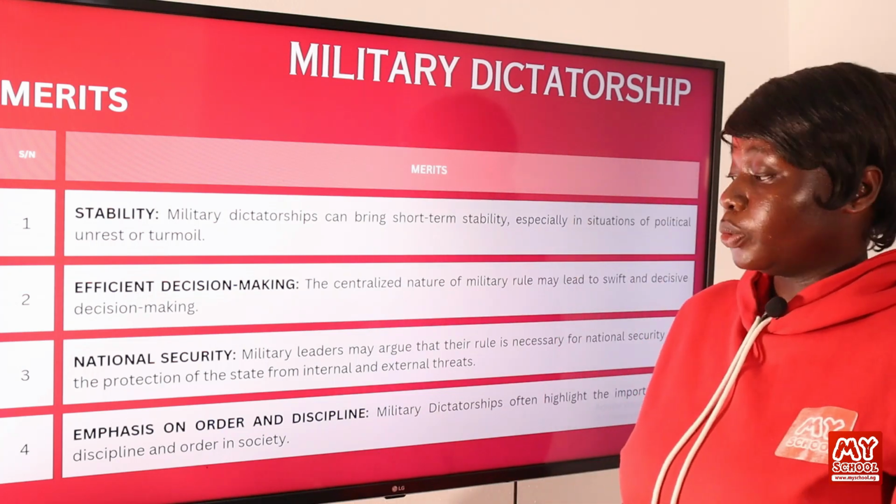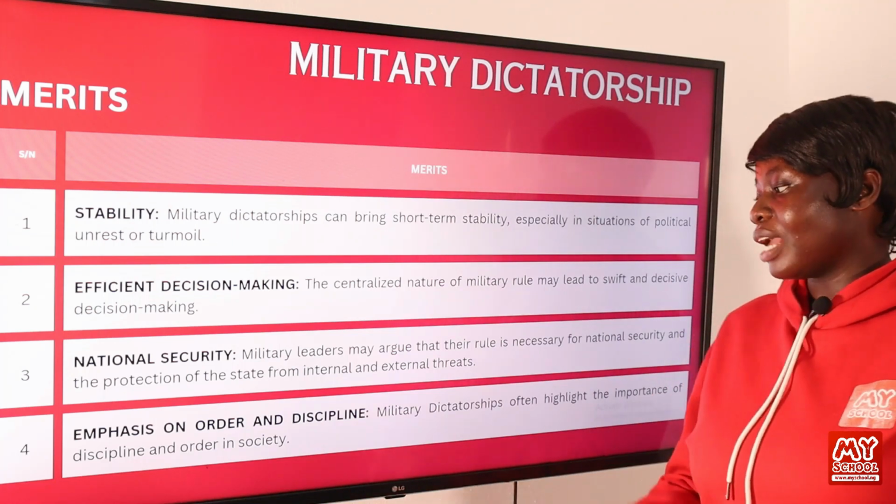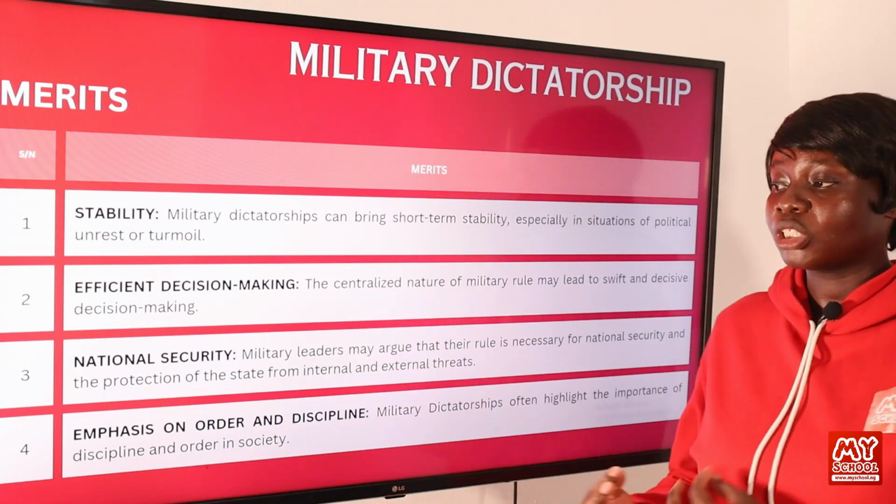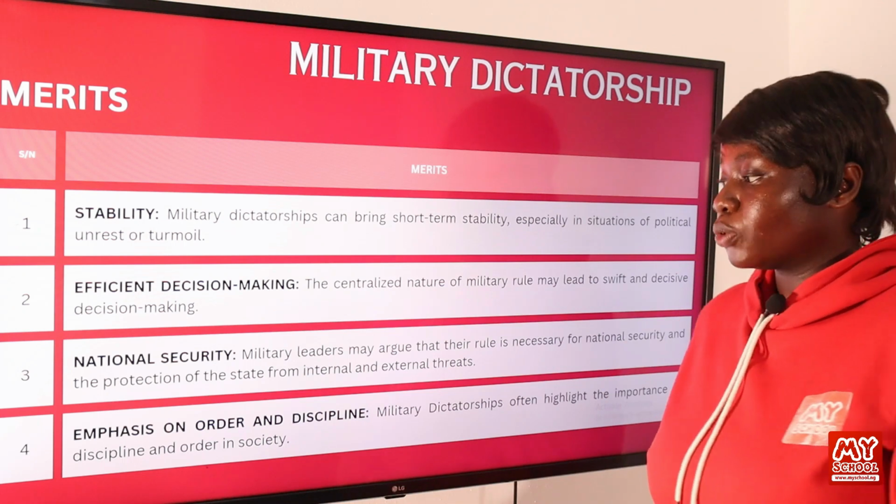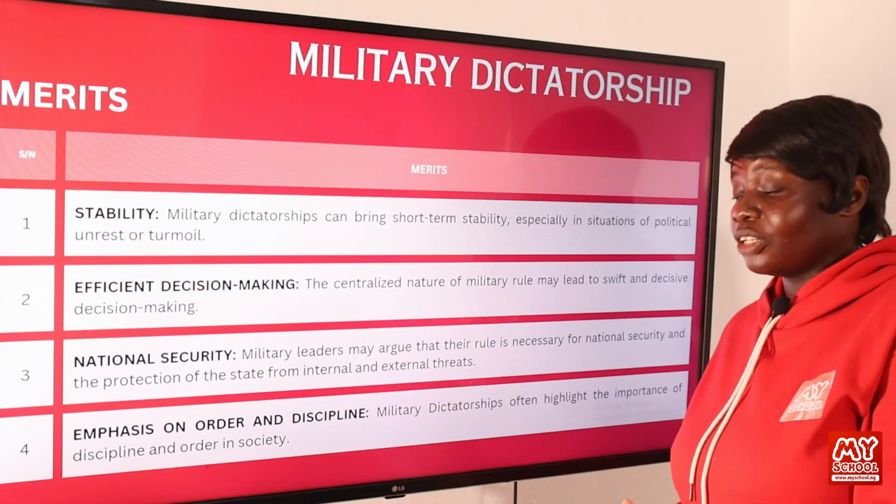And that merit is national security. The military leaders may argue that their role is necessary for national security and the protection of the state from internal and external threats.